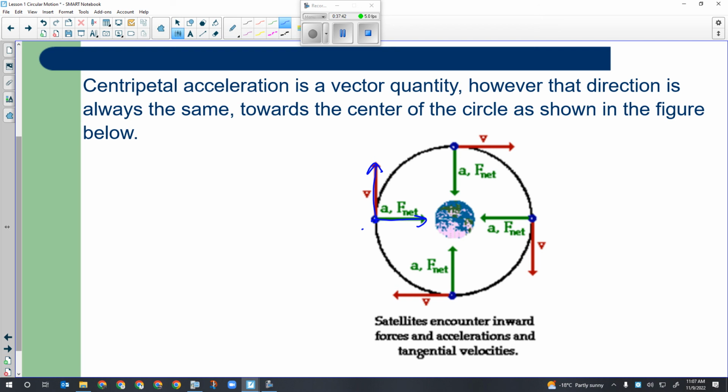All right, so this circle is then a delicate balance, or any circular motion is a delicate balance between that force and the desire to go in a straight line. They have to be balanced out. Okay.